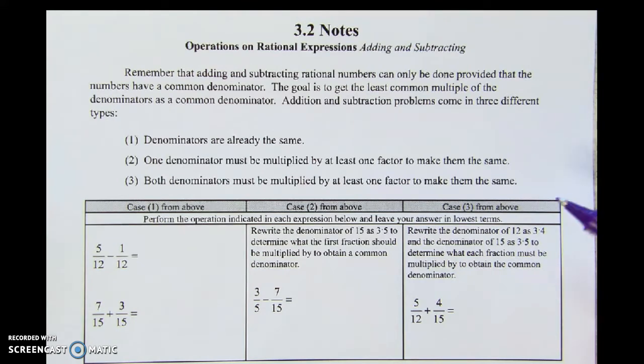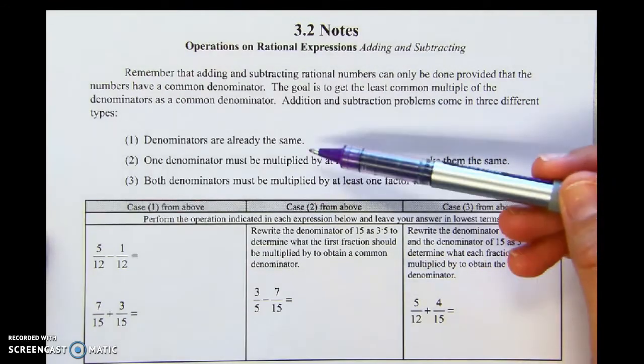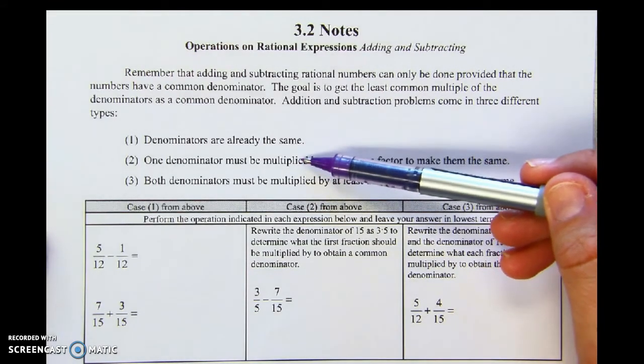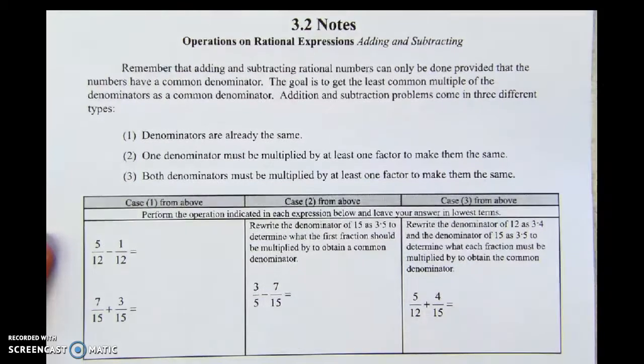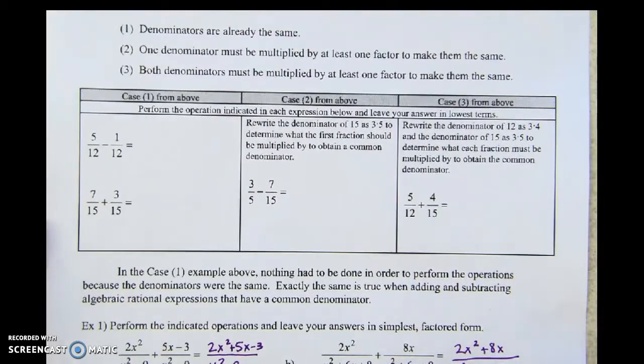All right, here we are. We're going to add and subtract. And there's three cases here. The denominators are the same, only one denominator needs to be multiplied, or both denominators need to be multiplied. We're going to review with just numbers.